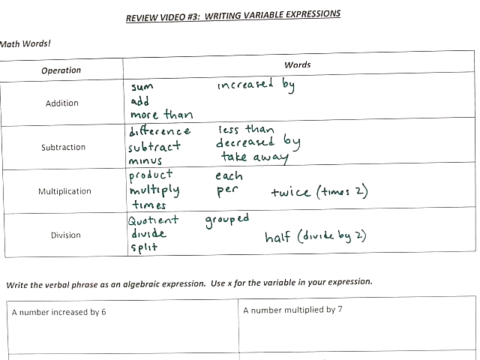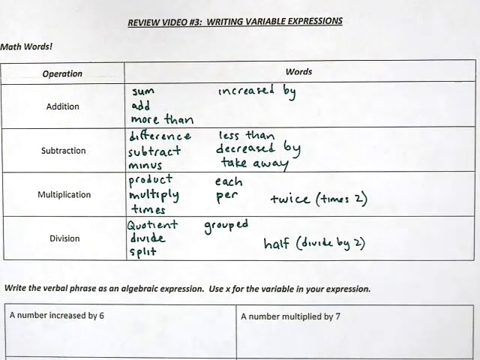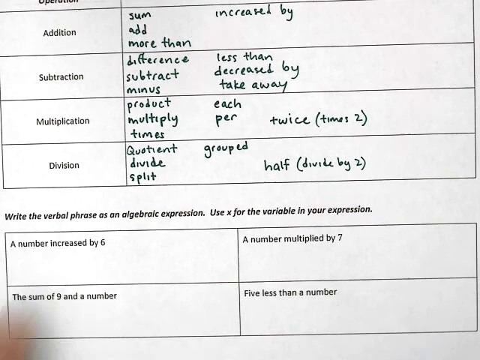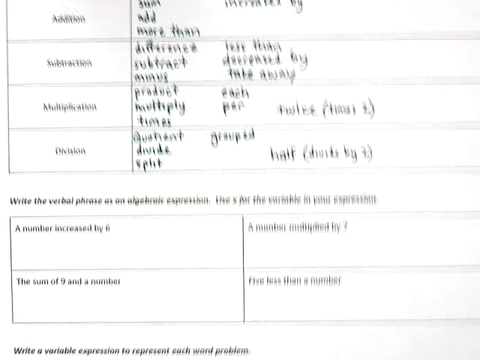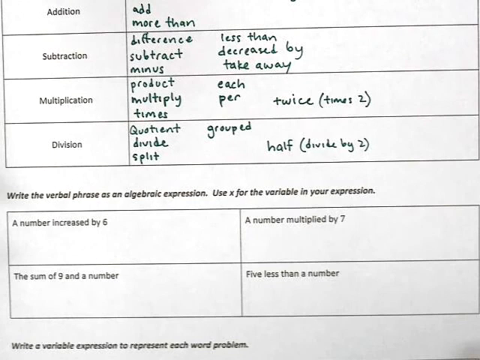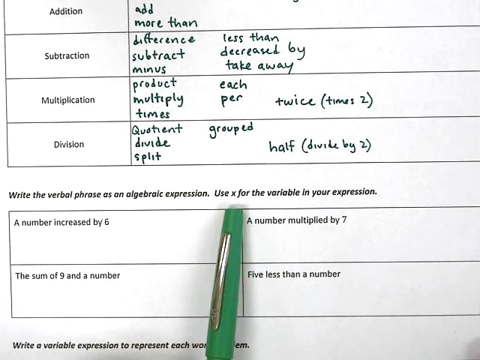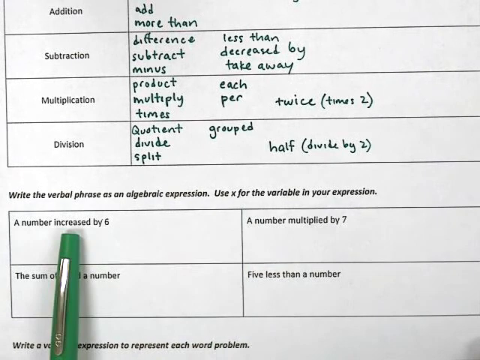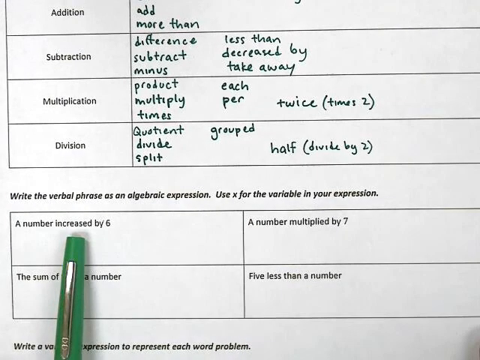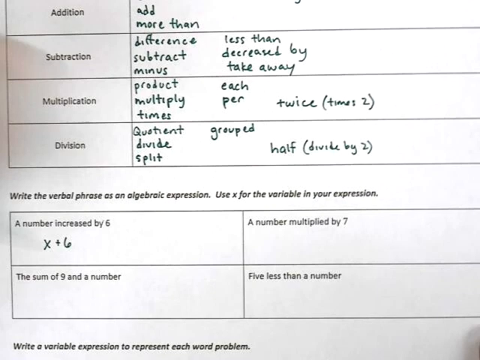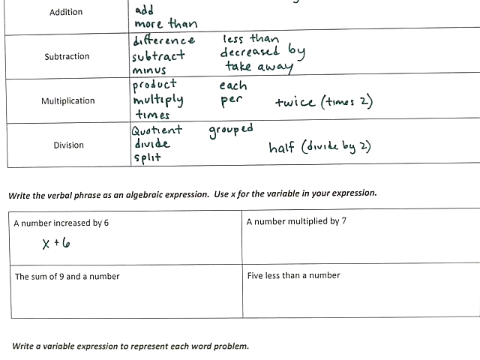Okay, so now that we have a little bit of a list here, let's see if we can go from English to math. So a number increased by 6, and remember that we're going to use x for our number. Well, what did we say? Increased means we're adding. So I'm going to take the number, and I'm going to add 6 to it, x + 6. And it is as easy as that.